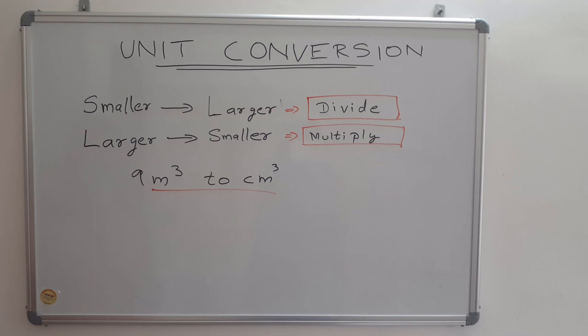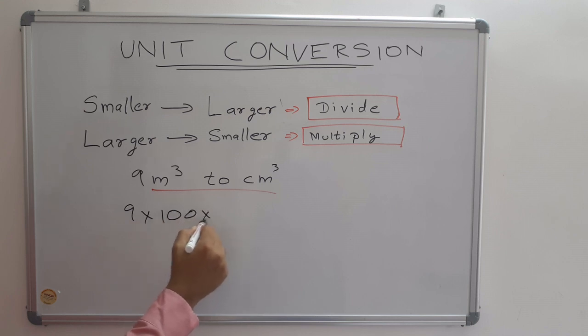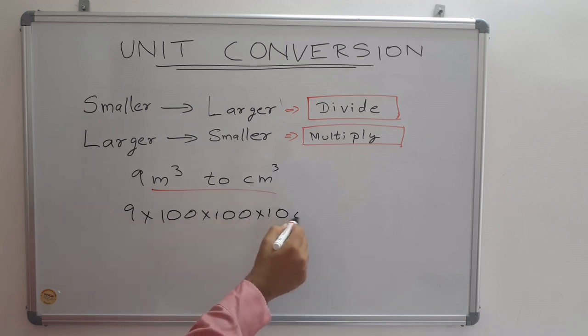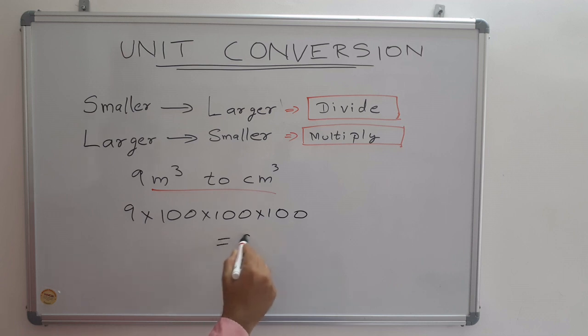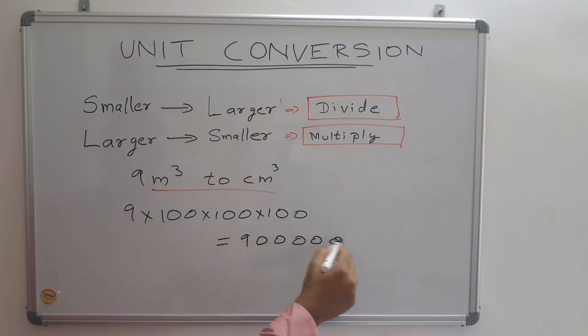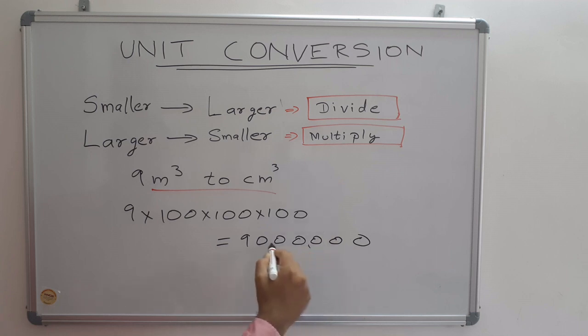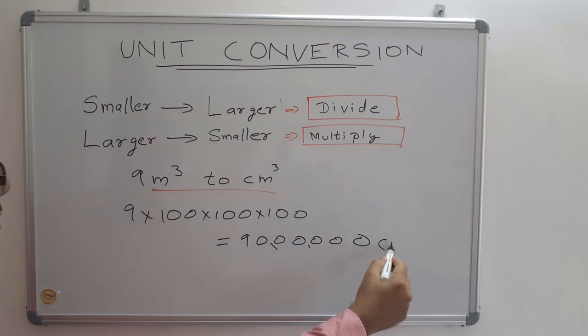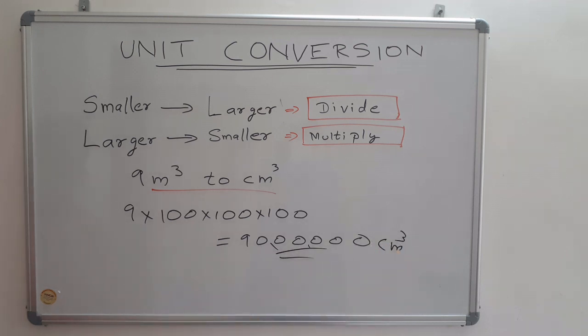This example is of cubic unit conversion. Here we are going to convert 9 meter cube to centimeter cube. Since meter cube is a larger unit compared to smaller unit, we are following the second statement logic. So we need to multiply by the conversion factor. Right, 9. We know that the conversion factor is 100. So it is 90 lakh centimeter cube. This looks so simple, right?